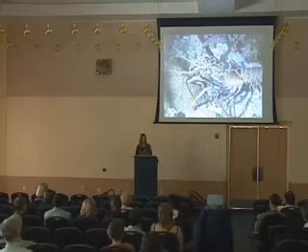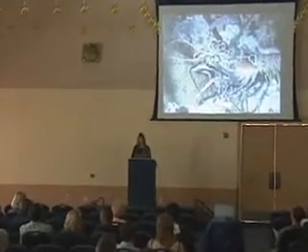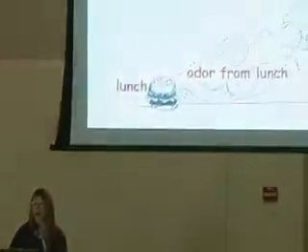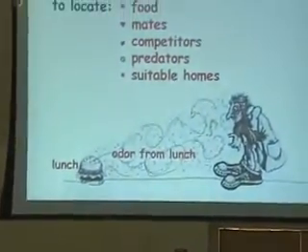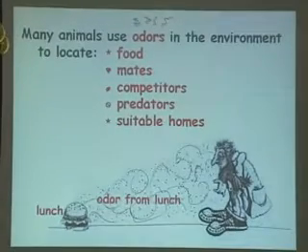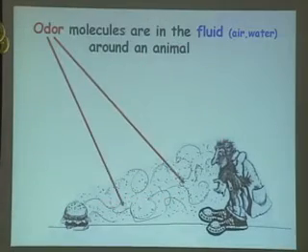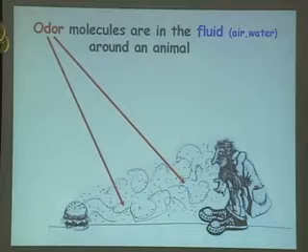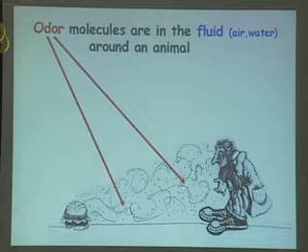As Alex said, I study how organisms interact with their physical environment, and the particular interaction that I want to talk about today is smelling. Smelling is an ecologically very important activity. A lot of animals use odors to locate really important things in the environment like foods, mates, competitors, predators, and suitable habitats. And odors really are nothing more than molecules that are carried around in the fluid, the air or the water in the environment around an animal.